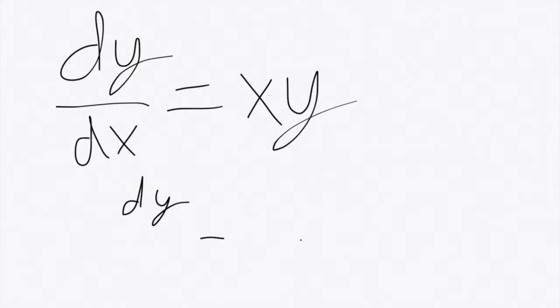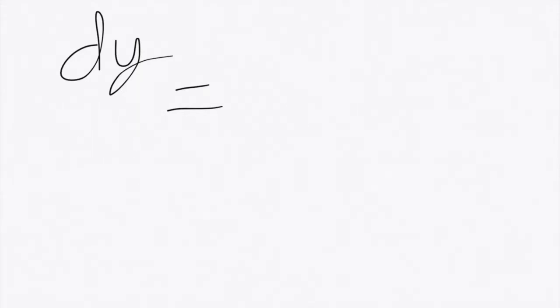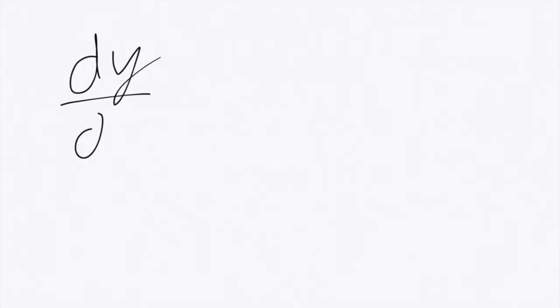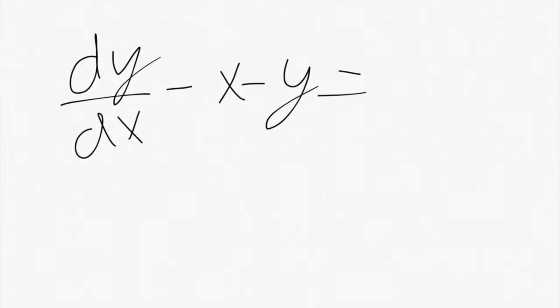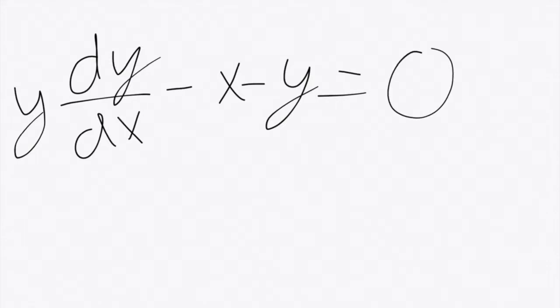However, if we were to have a problem like this, y dy over dx minus x minus y is equal to 0. Well, now we're in a problem here. We can subtract the x and y to the other side and get y dy dx is equal to x plus y, but that doesn't really do anything. So how will we go about doing this?